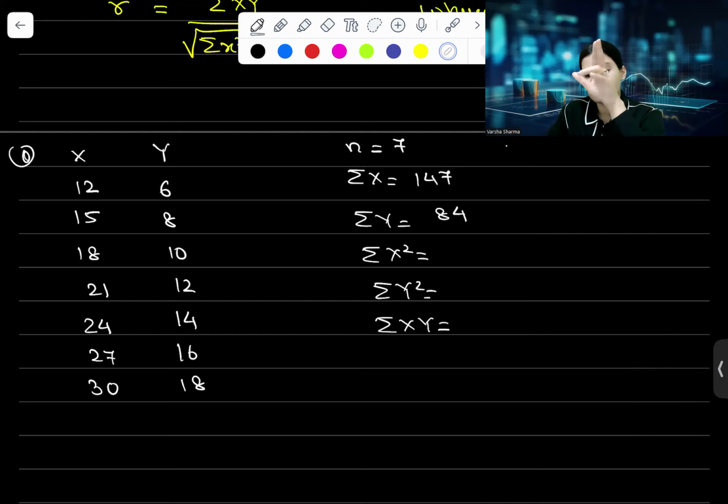12 square plus 15 square plus 18 square plus 21 square plus 24 square plus 27 square plus 30 square equals 3339.